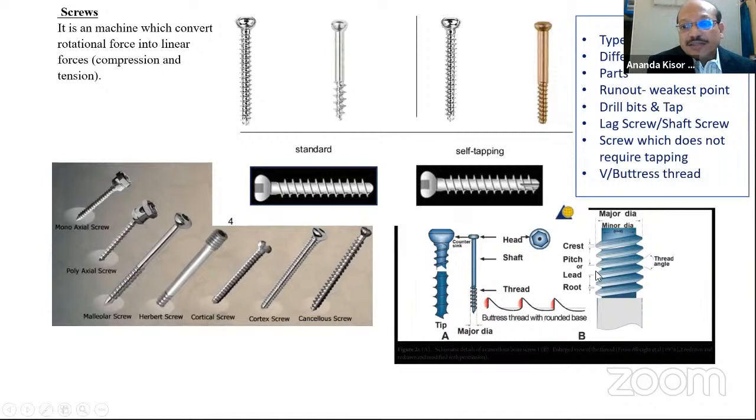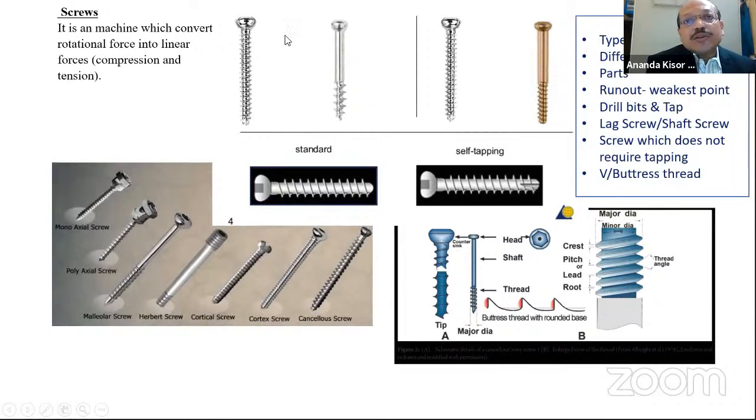Now inside that, the exact diameter of the stem is the core diameter, and the outer diameter of the thread is the thread diameter. Now, what is the weakest point of the screw? This is usually asked. The weakest point of the screw is this run out portion. This is the junction of the shaft and the thread, and also the core diameter.